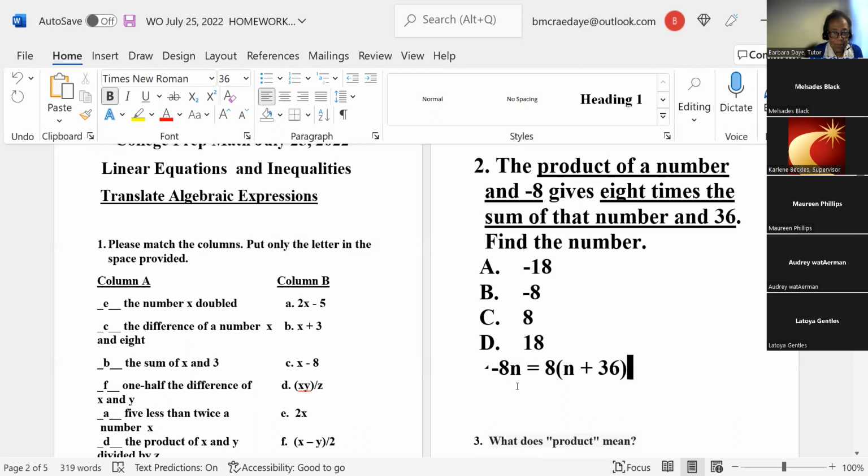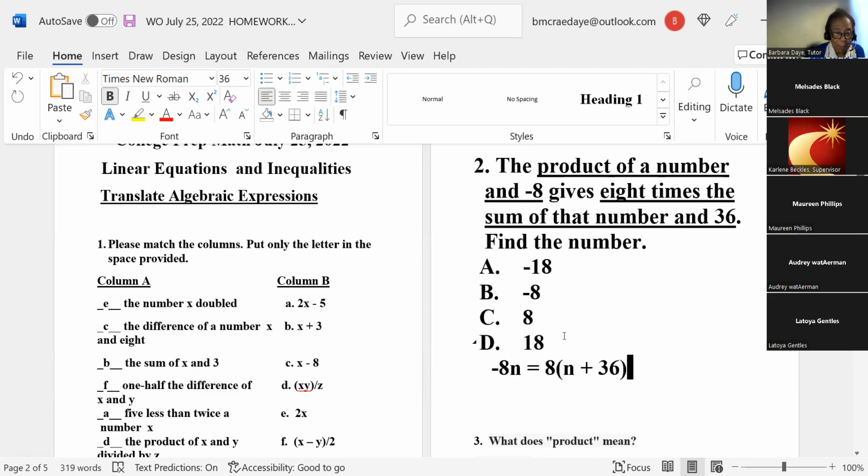Mercedes? Yes, miss. Okay, now over here to the right, "gives" means equal. And "8 means 8 times." So you got the 8 here. You're going to multiply that by what? The sum of the number is n plus 36. That's an addition. You're going to do 8 times the sum of that number and 36.